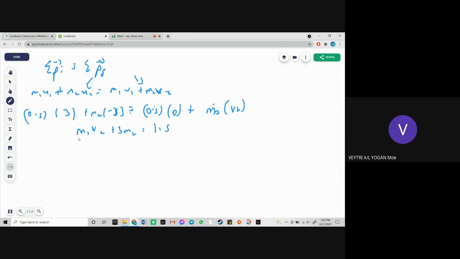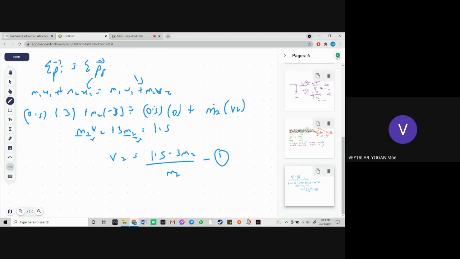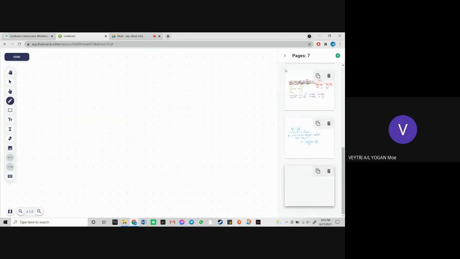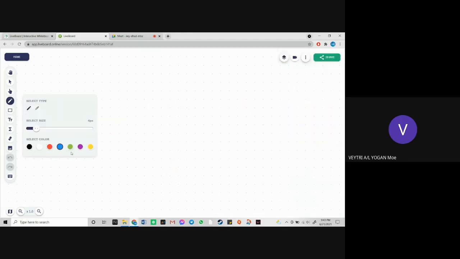Okay, just in case you guys forget, walaupun ini M, tak boleh gabung tau. Sebab ini M1, ini M2. Ini cakap pasal objek lain, ini cakap pasal objek lain. So what you can do? Make V2 the subject. 1.5 minus 3 M2 over M2. This will be your first equation. Alright, first equation settled. How do you do your second equation?